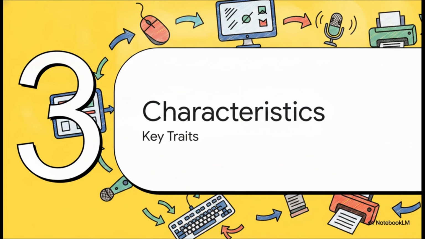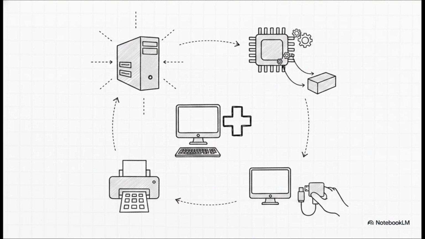Okay, let's transition to Section 3, the characteristics of peripheral devices. What specific traits do all these devices share? Well, there are 5 key characteristics. First, they are connected either externally or internally to your system. Second, they work entirely under the control of the CPU. They don't do anything on their own. Third, they expand the system's overall functionality. Fourth, they can be easily added or removed. Think about how easy it is to just plug and unplug a USB drive, right? And fifth, they perform very specific tasks. Your printer is only going to print, and your microphone is only going to record sound.